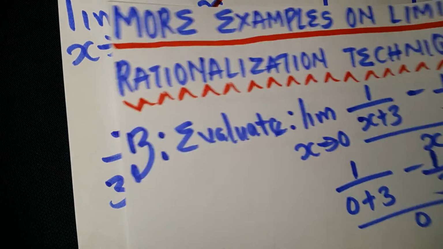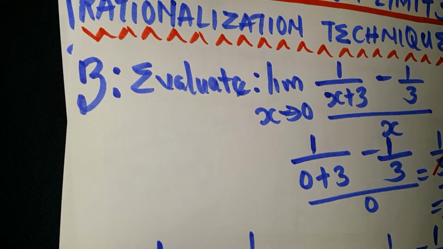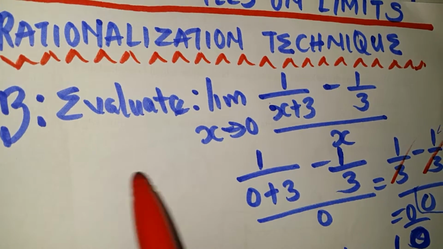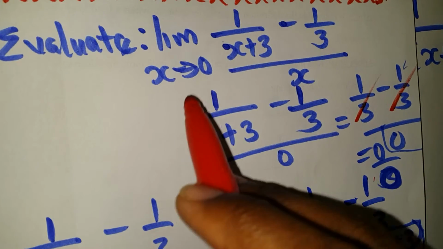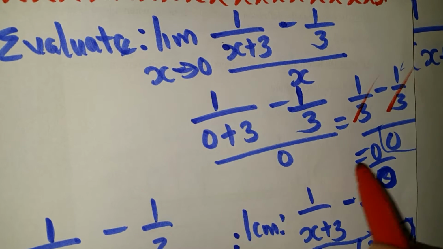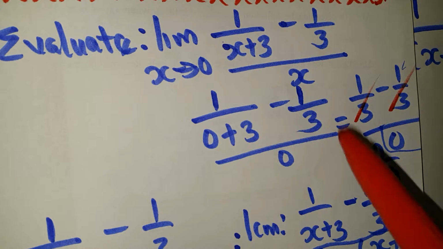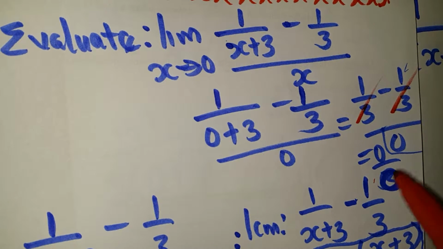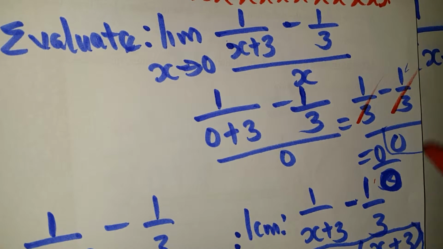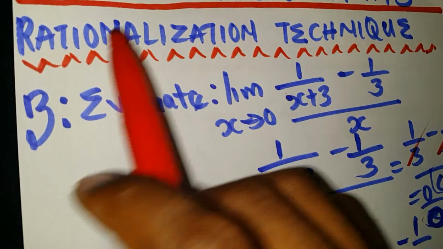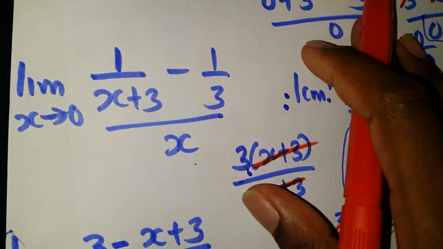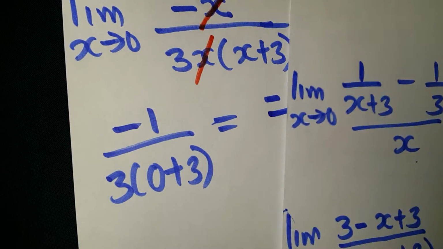So what have I done so far? I checked and found out that if I plug in 0 and replace x with 0, the final answer will be 0 divided by 0, and I can't leave our answer like this. That's why I have to use this technique to solve it the way I did in the previous video.